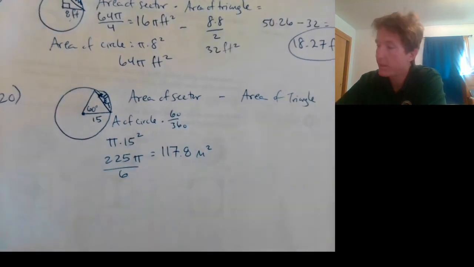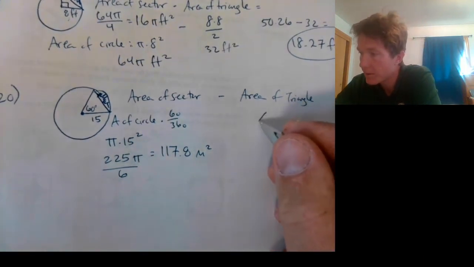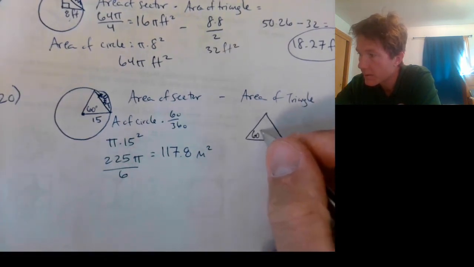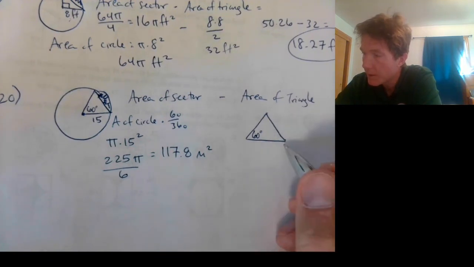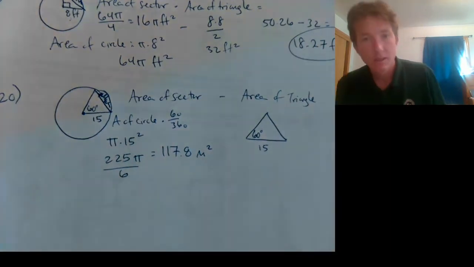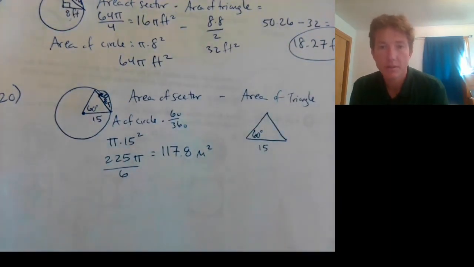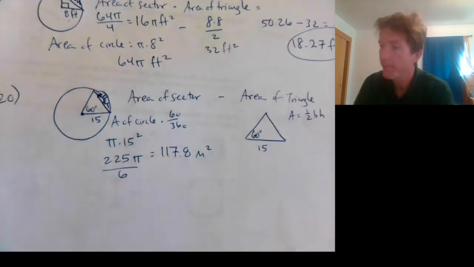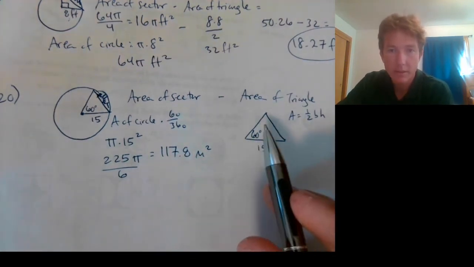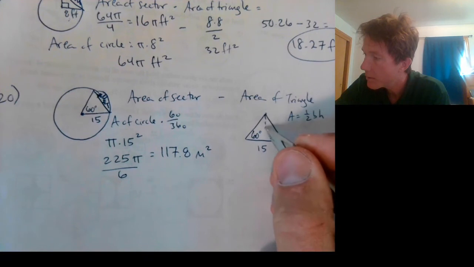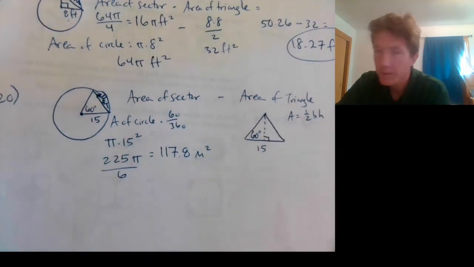Alright, so next part I need to find the area of the triangle. Let's draw the triangle out here. I can see that this is an equilateral triangle with a full base of 15. Okay, so remember that the area of triangle is 1/2 base times height. I need to find the height of this triangle. So what I can do is split this. I'm going to draw an altitude here, straight down.